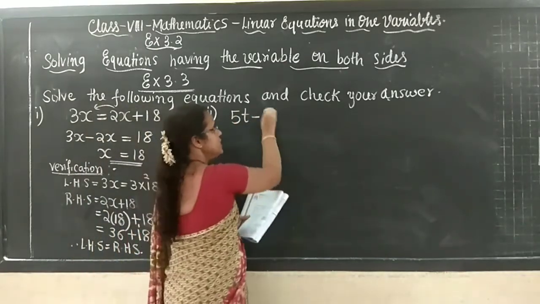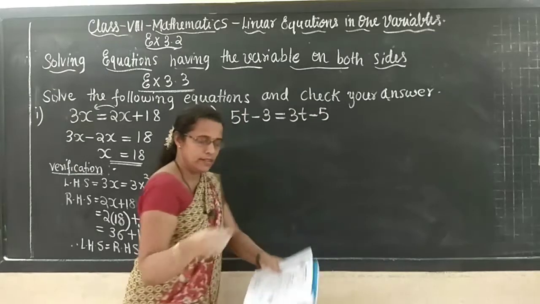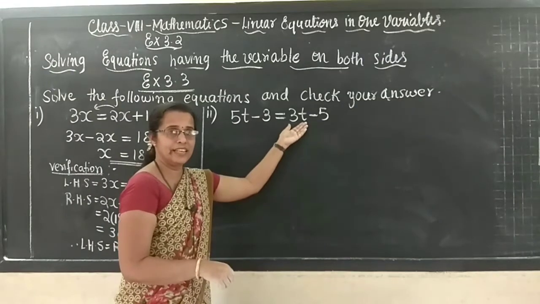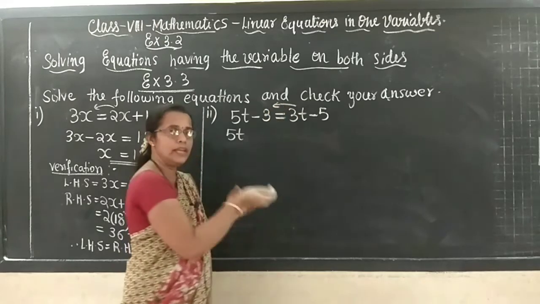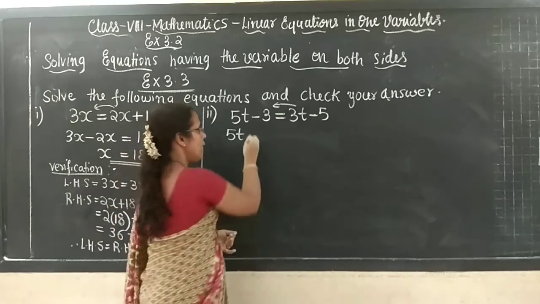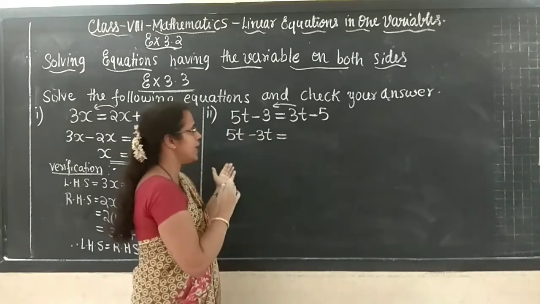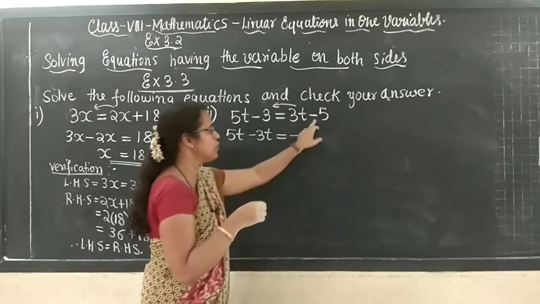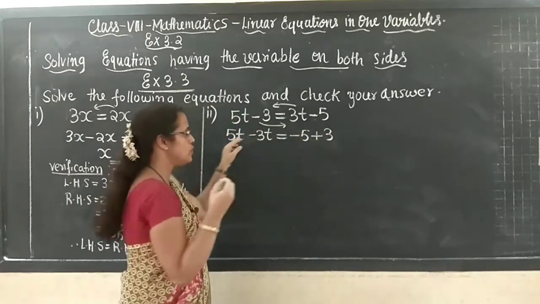5t minus 3 is equal to 3t minus 5. Okay? So, how can we do this? 5t and 3t are like terms, bring them to the same side. So, 5t is already here, plus 3t coming here. Put an arrow mark and understand that we have to change the sign of that. Minus 3t is equal to, so see now the alphabets came to the same side. Now, the numbers: minus 5 is already here, that won't change. Minus 5 as it is, minus 3 take that side, plus 3. Okay, the transposing method is this.